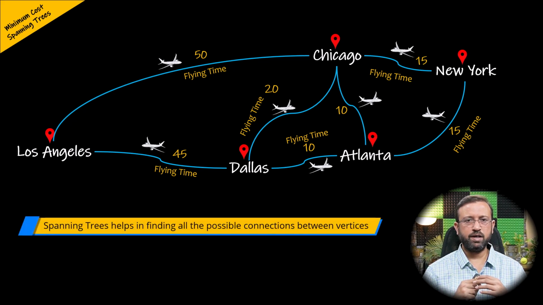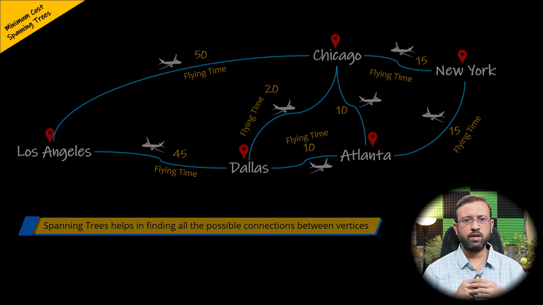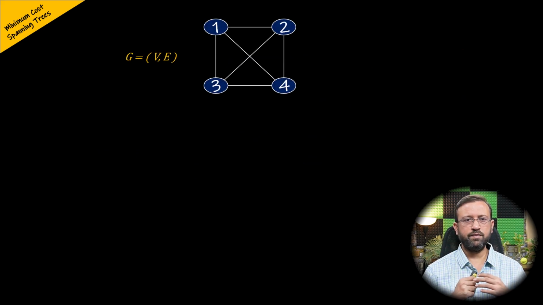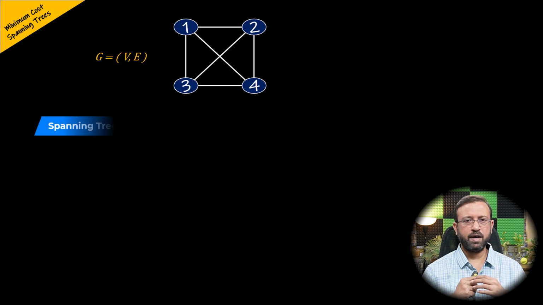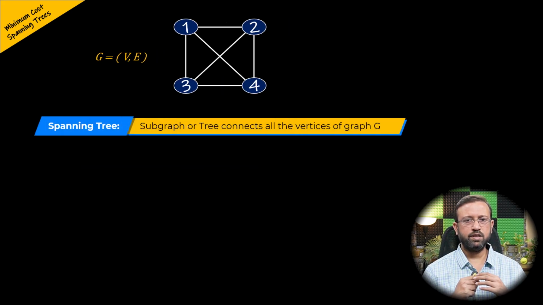Computing the spanning tree helps us in finding all the possible or feasible choices for the connection between the vertices. Let G be a graph represented by G equal to set of vertices V and set of edges E. The graph G is a connected and an undirected graph. The spanning tree of graph G is the subgraph that is a tree and connects all the vertices.